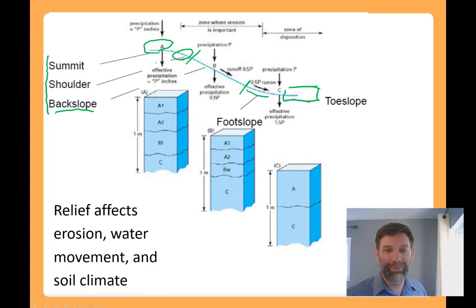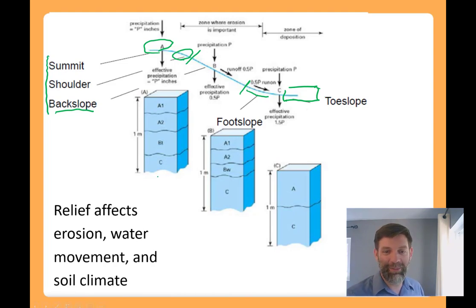So because of that, we expect sort of neutral development at the top of the hill on the summit. But then we have lessened development on the back slope. In part, we're losing water, so there's just less effective precipitation developing the soil. But we've got erosion, and so we're losing soil material, and so that's going to lessen development. And then at the bottom of the hill, we have accumulation of water and of sediment.